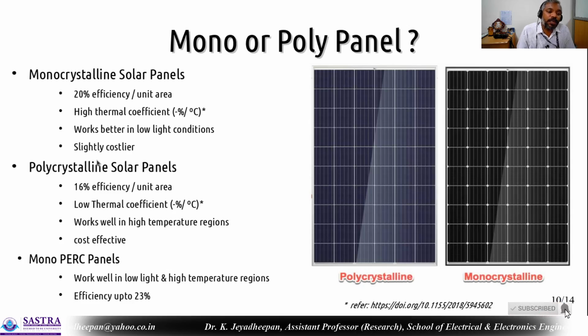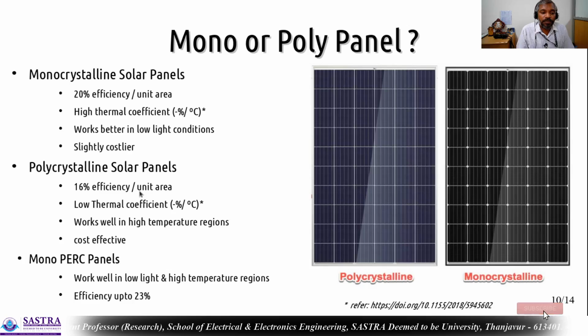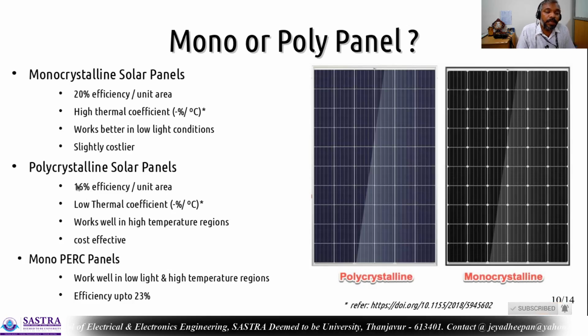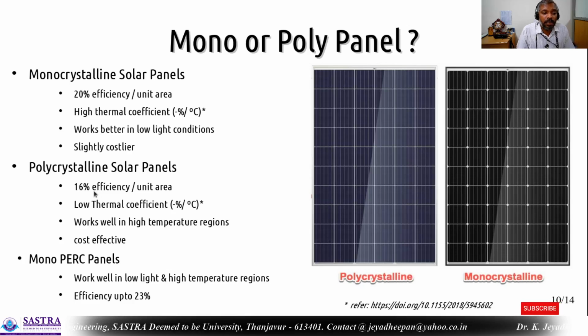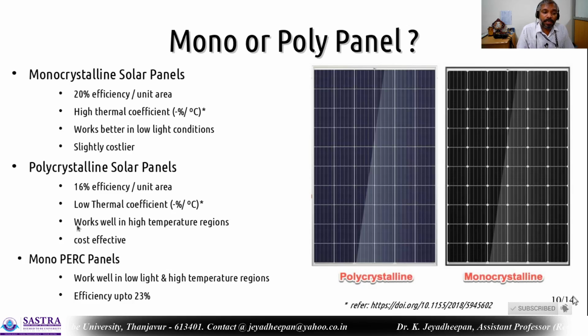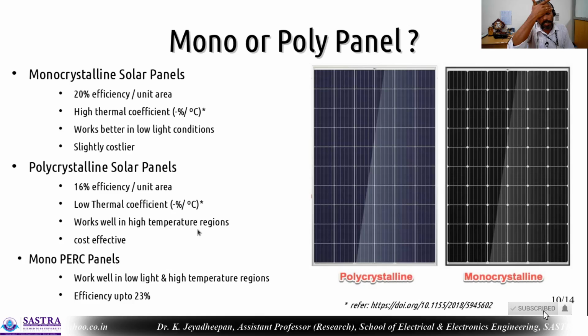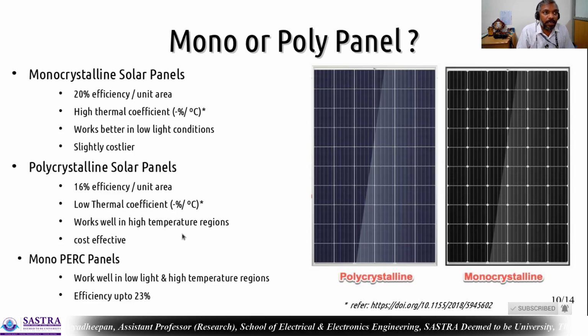Coming to the polycrystalline solar panels, they have about 16% efficiency per unit area, right? So for the given area, the efficiency is going to be much less compared to the monocrystalline panel, right? And these polycrystalline panels work well in high temperature regions. I told you, right? For example, in Tamil Nadu, the weather conditions will be worst in summer, and it may reach 40, 45, 46 degrees also. In such high temperature regions, the polycrystalline panel will work better compared to the monocrystalline panels, right? And since the efficiency is lower, it is a cost-effective one, right? Which one? The polycrystalline panels.